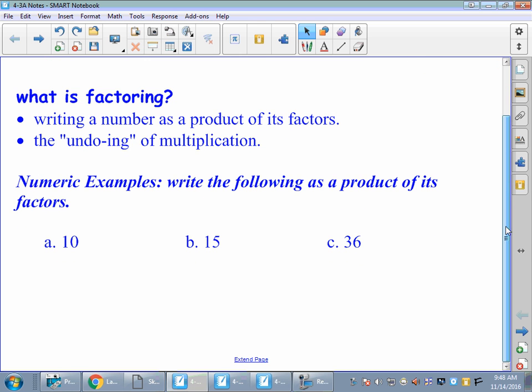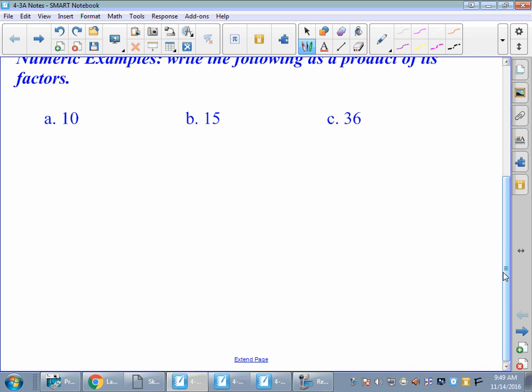I like to understand or introduce factoring using numbers, and then we get into the crazy polynomials. So when we factor numbers, you write the following as products of its factors. A couple different things. 10 could be written as 1 times 10. That is a fact. They are factors, but it really didn't change anything. So writing 10 as 2 times 5 would be considered writing it in factored form. For 15, 3 times 5 is the factored form of 15.